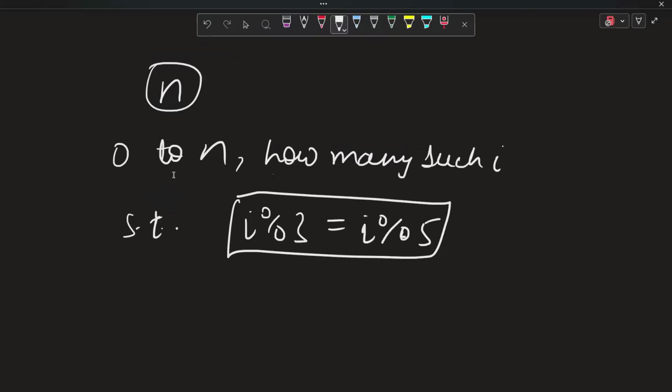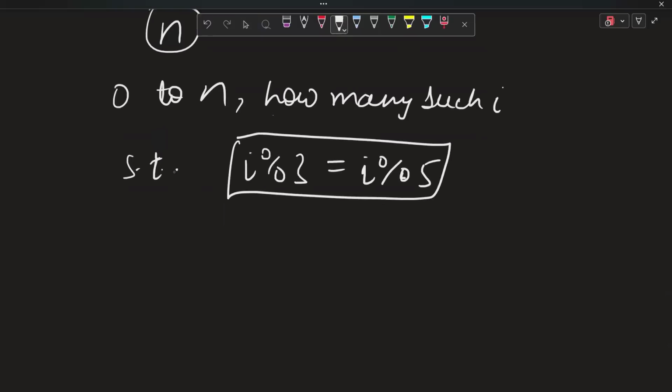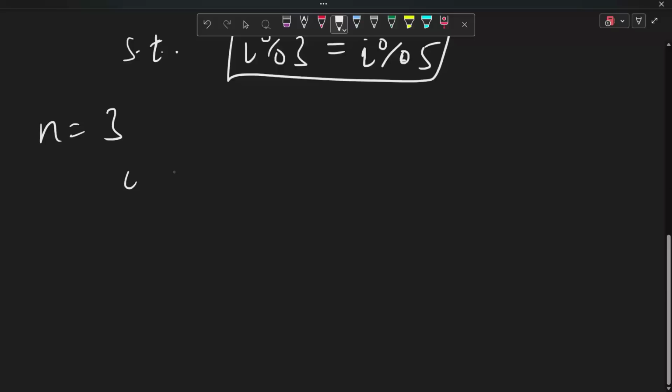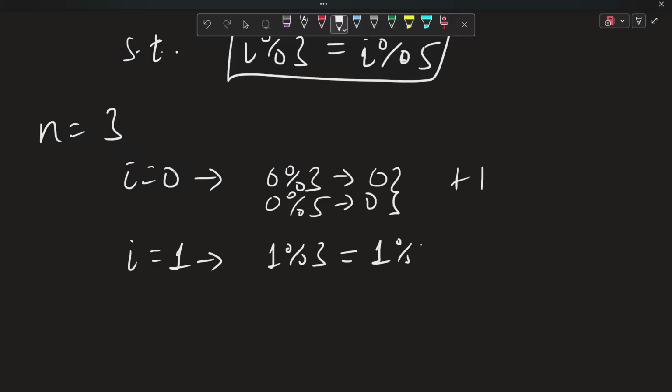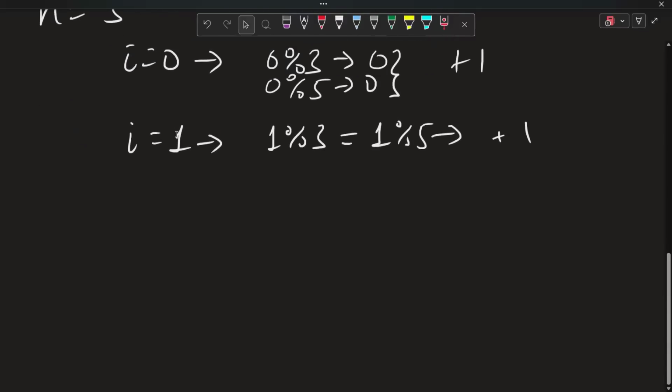Now, let's suppose you are given n equal to 3. You would check for i equal to 0. 0 mod 3 is equal to 0 and 0 mod 5 is also equal to 0, so they are the same, and you do a plus 1. Now i equal to 1: 1 mod 3 is 1 and 1 mod 5 is also 1, so that also satisfies. Plus 1 for that.